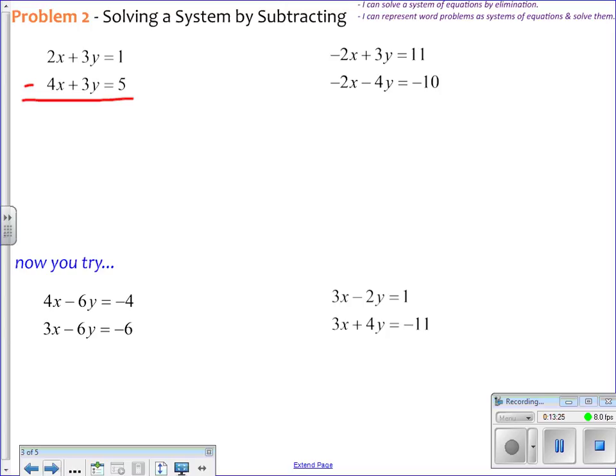2x minus 4x. 2 minus 4. What do I get when I do that? I get negative 2. Watch your negatives and positives. Negative 2x. 3y minus 3y, they're gone, equals 1 minus 5. 1 minus 5, negative 4. Divide both sides by negative 2. X equals 2.